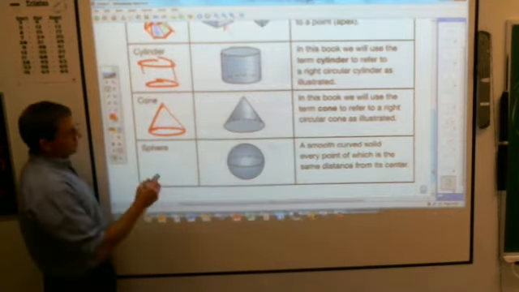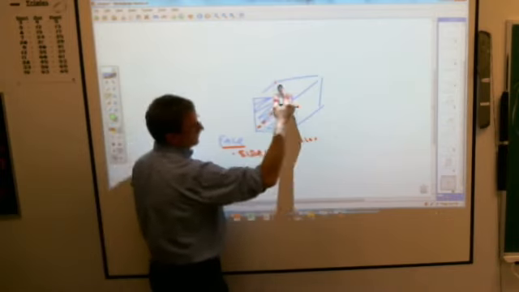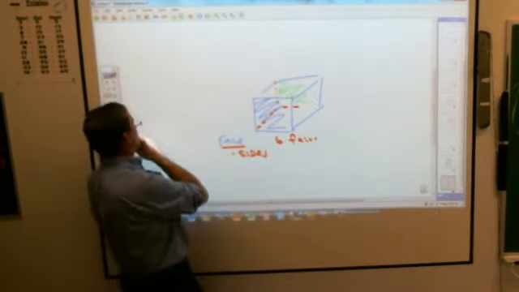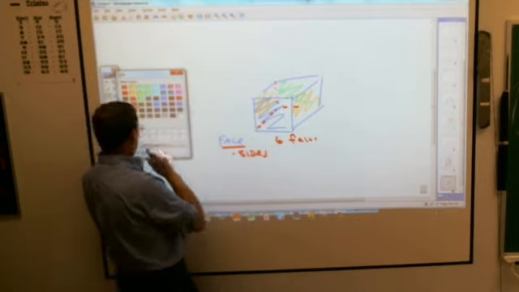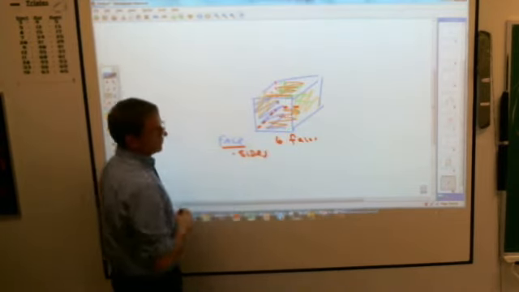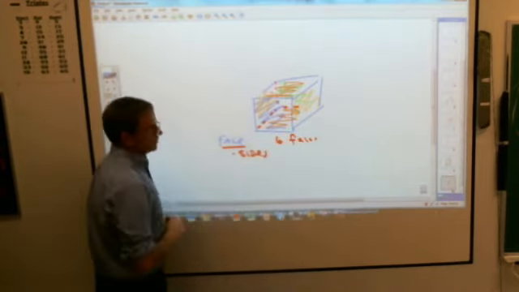Where would they be? Well, here you've got this one, and you've got its partner back here, the opposite side. That's a face. You've got this, we call this the right side, and you've got a left side that you can't see over there. What am I missing? Anybody? You've got the top, and you've got the bottom. Those are all faces. 6 faces on that.